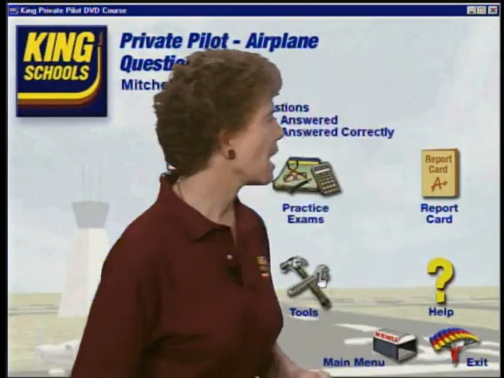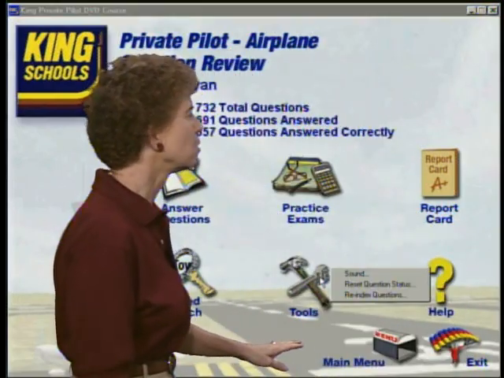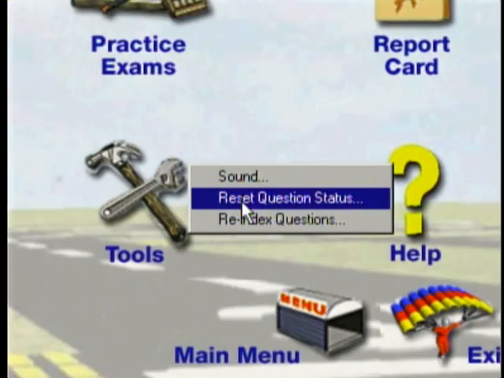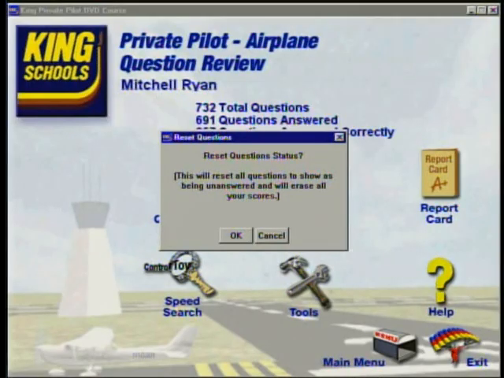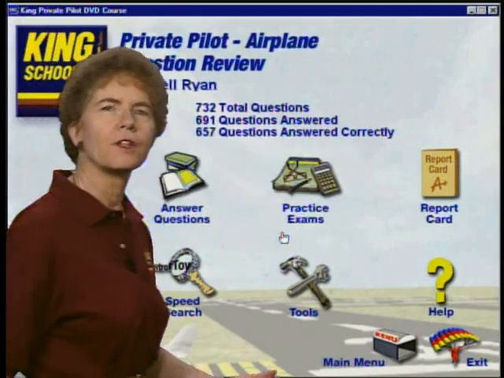You do that by clicking on the Tools icon and choosing Reset Question Status. Doing this erases all your question scoring, but it does not erase your progress through the lessons. For now, we'll just cancel out. Again, the computer keeps track of each question you take and records the latest answer you've given for each question.